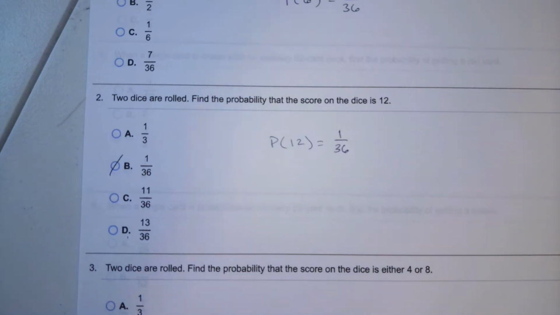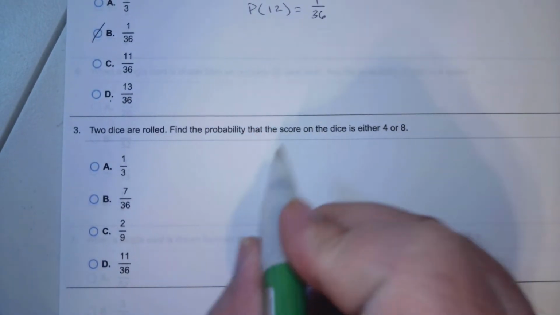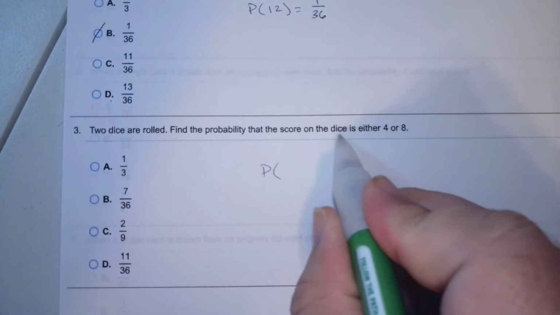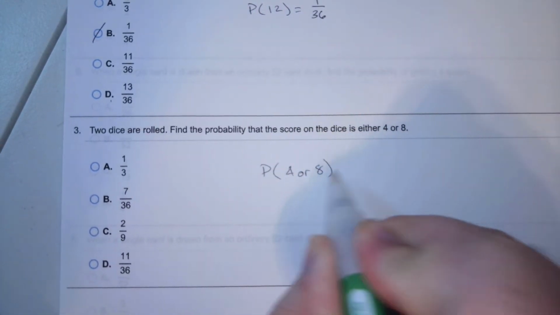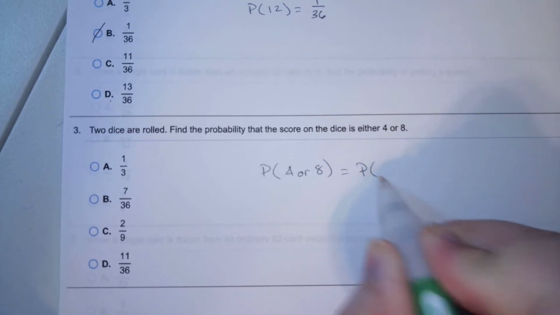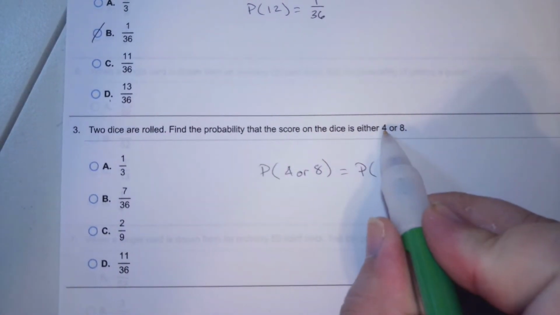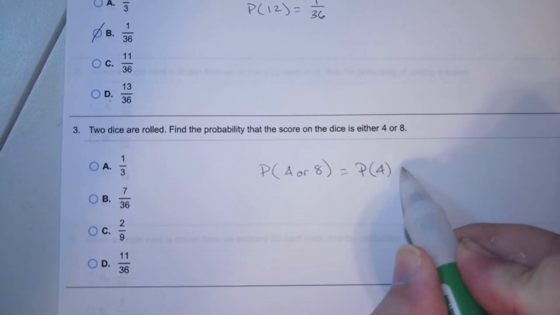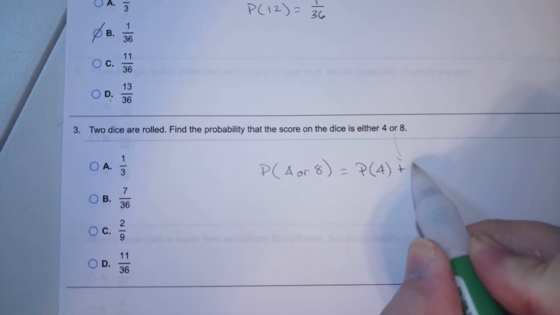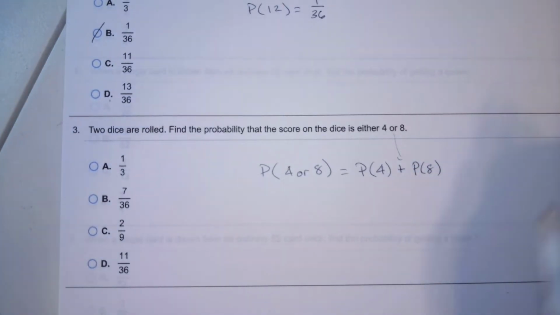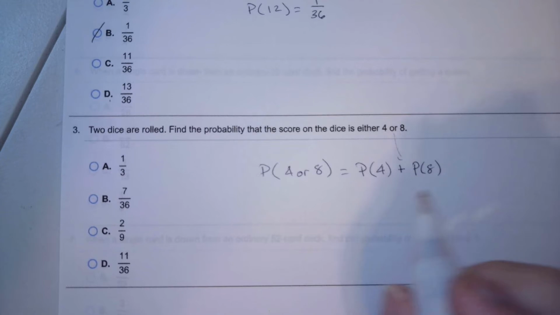Okay, and the next one. 2 dice. Find the probability of getting either a 4 or an 8. They're independent events. Why are they independent? You can get a 4, or, which means addition, you can get an 8. You can't get an 8 that's also a 4. So that's why they're independent events.